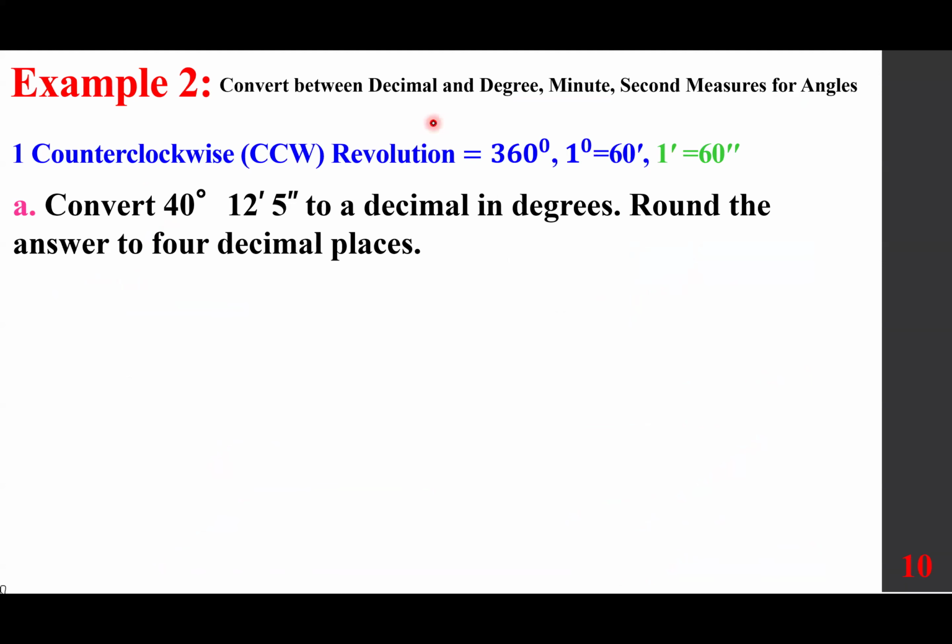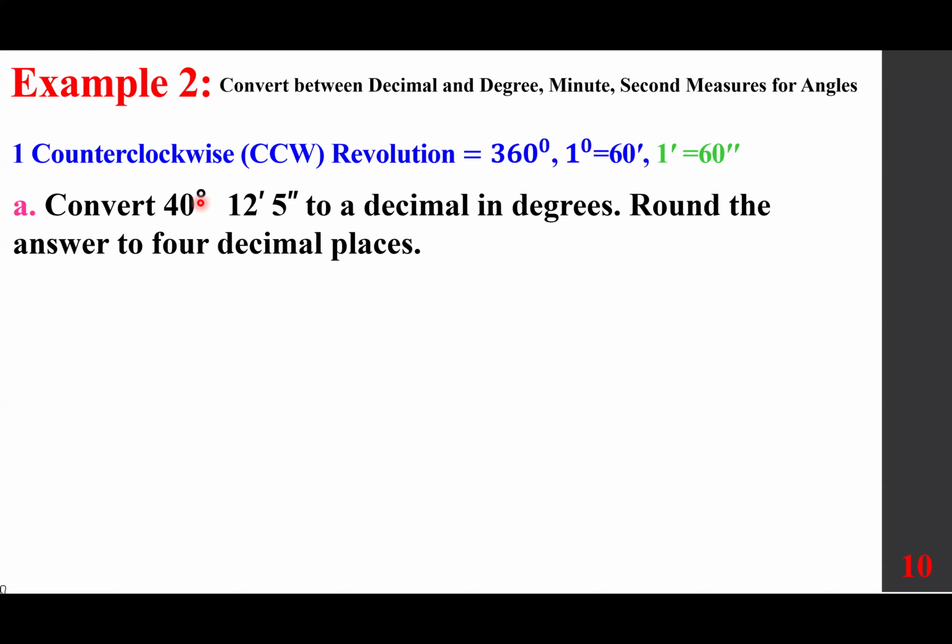I'm going to convert between decimal and degree, minute, second, and so on. So again, counterclockwise revolution. One revolution is 360 degrees. 1 degree is 60 minutes. 1 minute is 60 seconds. So we have 1 prime. Over here, we have double prime. 1 prime means minutes. Double prime means seconds.